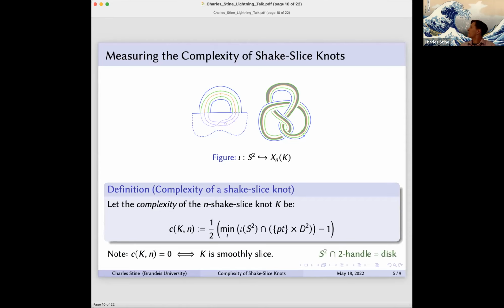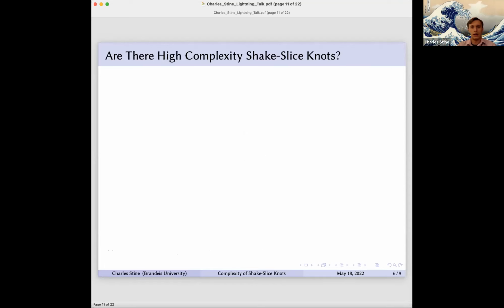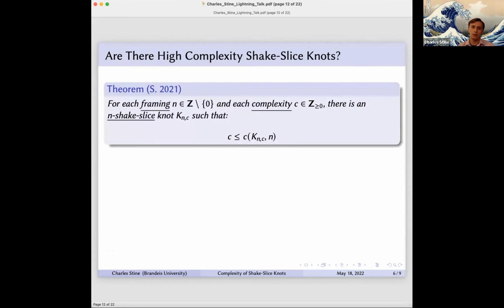Okay, and then the thing to note is that if this number is 0, that says that there's just 1 green core, which means that your 2-sphere intersected with the 2-handle is a disk, which means the portion that intersects the 4-ball is also a disk, which means you're slice, and vice versa. So this is maybe the right notion of complexity. So now we ask, are there high complexity shake slice knots? And this is the main result.